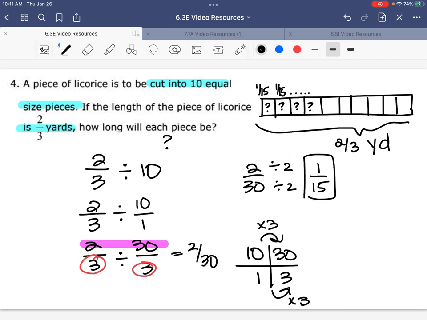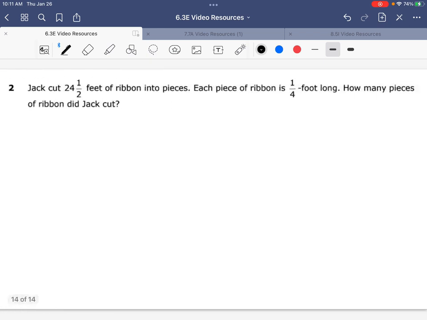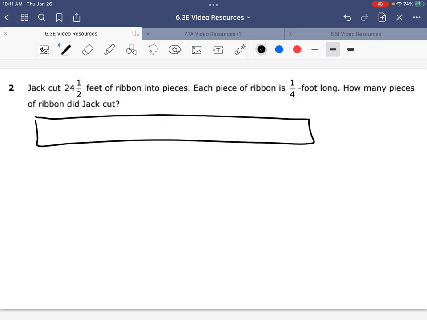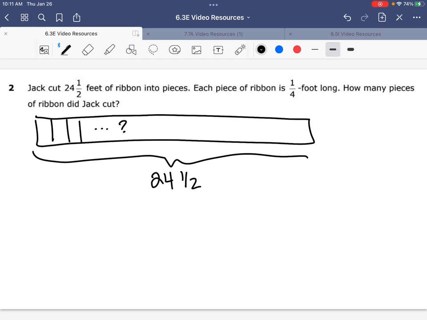All right, let's look at one more. Jack cut 24.5 feet of ribbon into pieces. So again, we're cutting ribbon. I know that it's 24.5 feet. And I'm cutting it into, I don't know how many pieces, but I know that each piece is 1/4. So each one of these pieces is 1/4. And we want to know how many pieces did Jack cut.